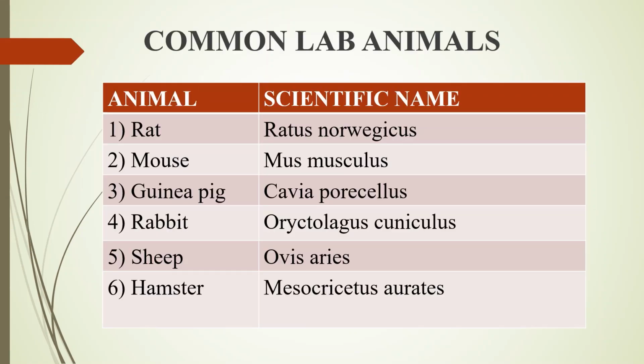Common laboratory animals and their scientific names are given here. Rat, its scientific name is Rattus norvegicus. Mouse, Mus musculus. Guinea pig, Cavia porcellus. Rabbit, Oryctolagus cuniculus. Sheep, Ovis aries. Hamster, Mesocricetus auratus.